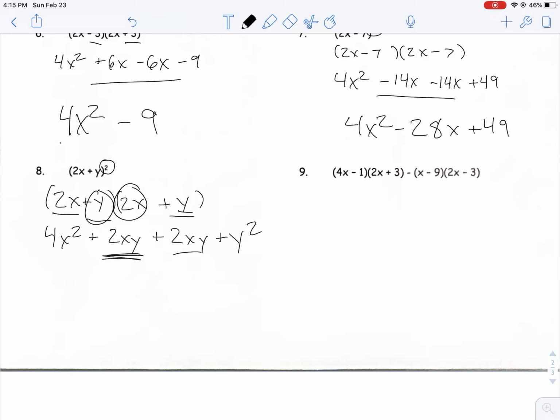Combine what you can, which is basically just these two things, because these things have both an x and a y. I can't combine an x with a y or anything like that. So this is actually going to end up as 4x squared plus, well, 2xy plus 2xy is 4xy, plus y squared. And that's it for that one.